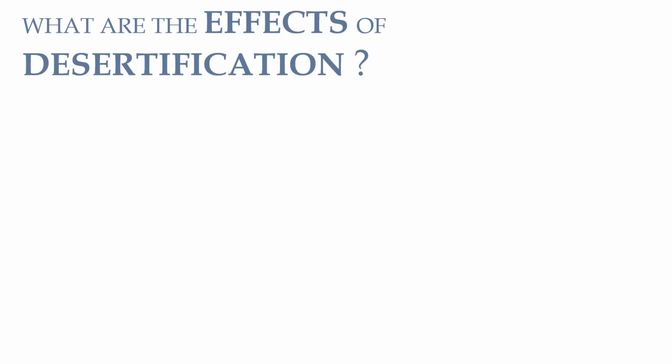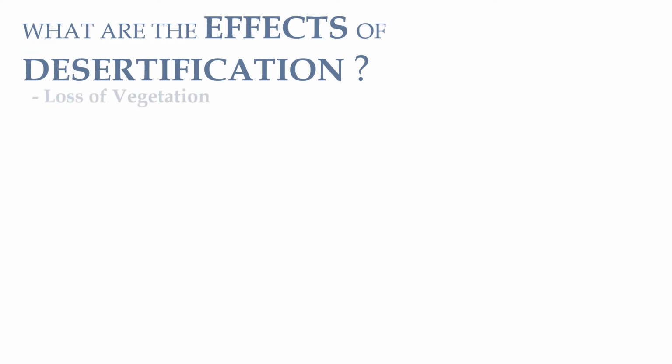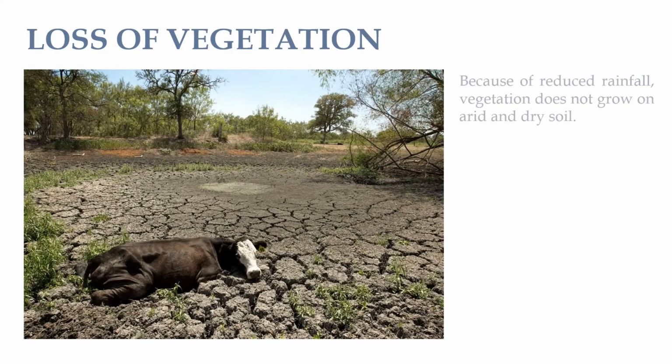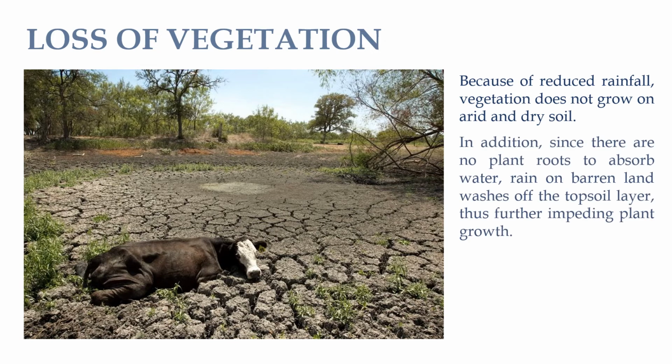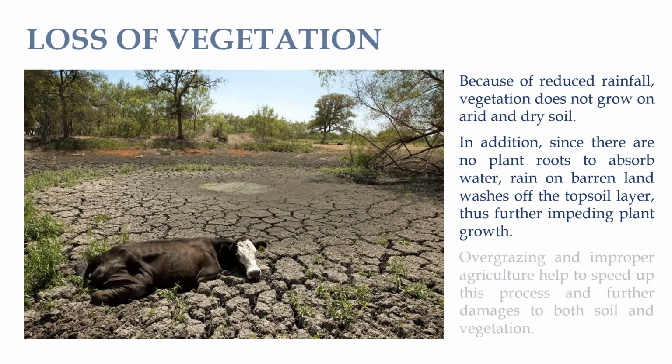What are the effects of desertification? Loss of vegetation. Because of reduced rainfall, vegetation does not grow on arid and dry soil. In addition, since there are no plant roots to absorb water, rain on barren land washes off the topsoil layer, thus further impeding plant growth. Overgrazing and improper agriculture help to speed up this process and further damage both soil and vegetation.